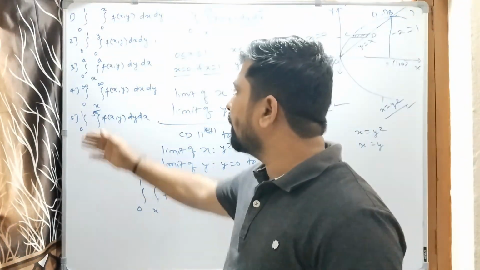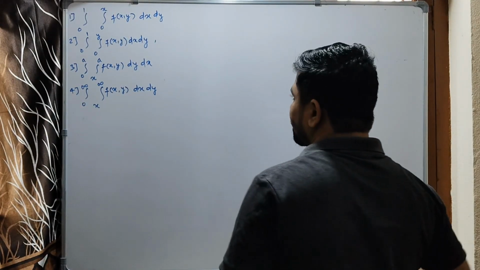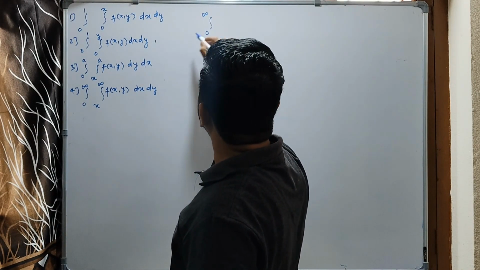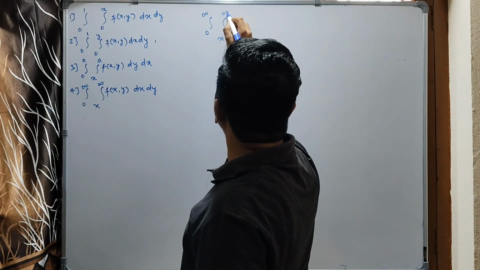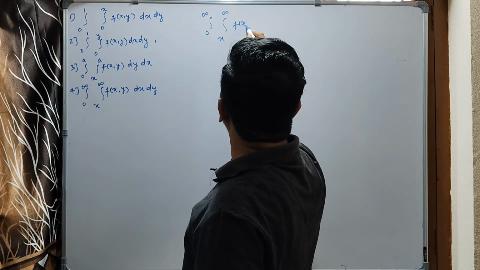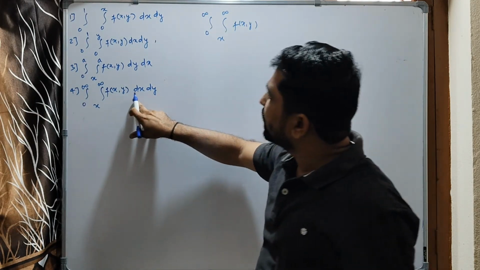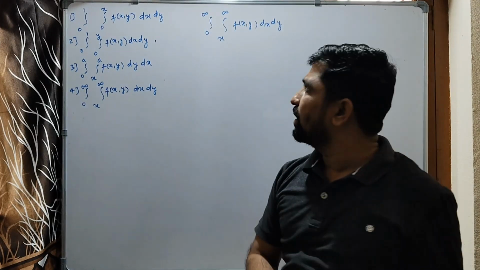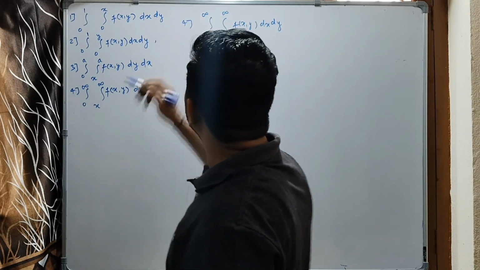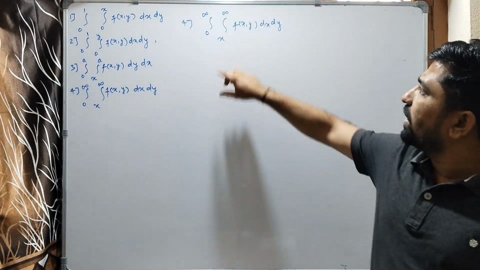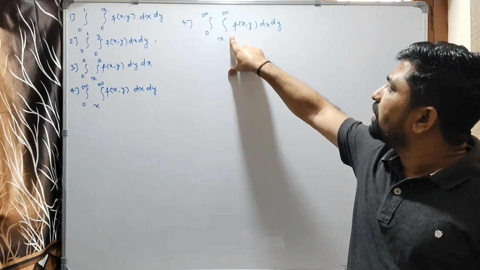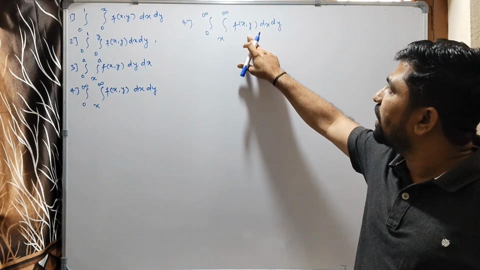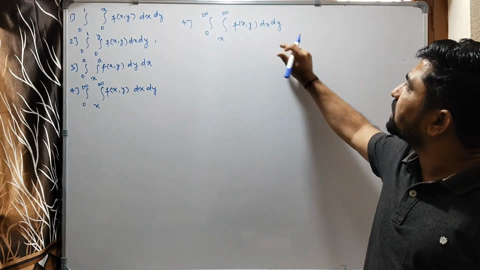Now in the same way I will solve another example. In example number 4, the integral is 0 to infinity, x to infinity of f of x comma y, with respect to dx and then dy. This is the given question. But you can observe one thing here: the inner limit is in terms of the x variable, so that must be integrated first with respect to dy and then dx. But in the question it is given as first integrate with respect to dx and then dy.